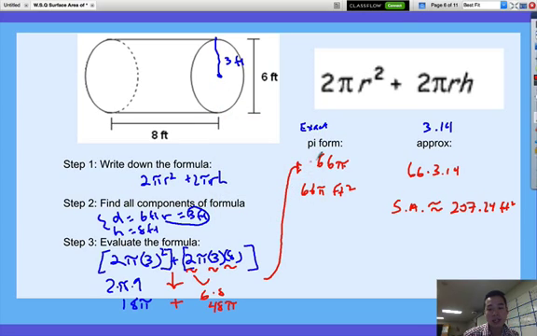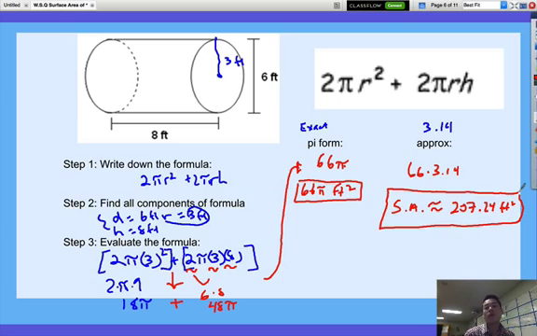So on the screen I have the exact form, which is 66 pi feet squared, and then I have the approximation, where we actually use pi as 3.14. Both answers work; it depends on how the question is being asked. But again, this exact form is the one that you found before you multiply by 3.14. Okay?